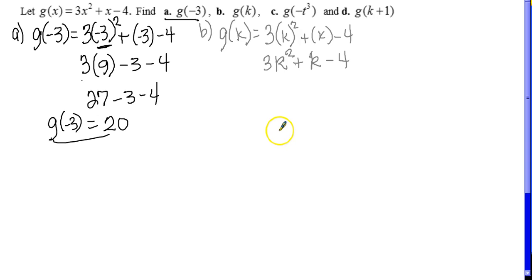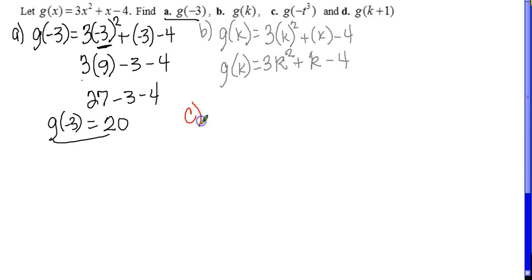Can I simplify that anymore? Can I add anything? Oh, thank you. So glad you know that. They're not like terms. So it's done. Replacing the x's with k's, that's the function of a k.